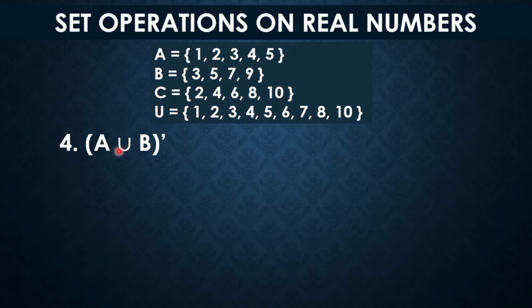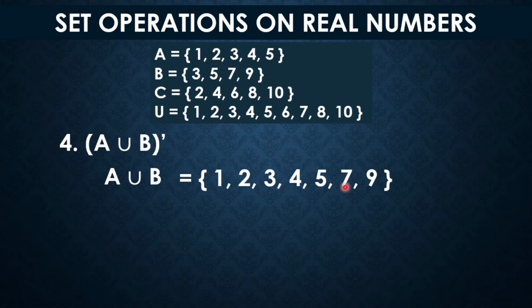So, number 4, I have here the complement of A union B. So, ano yung wala sa A union B pero nasa universal set? Okay? So, unang gagawin, kunin muna natin yung hindi complement, yung A union B. Okay? So, kukunin muna natin yung combination ni set A at ni set B. Ang laman ni A ay ito. Ang laman ni B ay ito. So, we will combine. So, we will have 1, 2, 3, 4, 5, 7, 9. Okay. Nakuha na natin yung A union B.